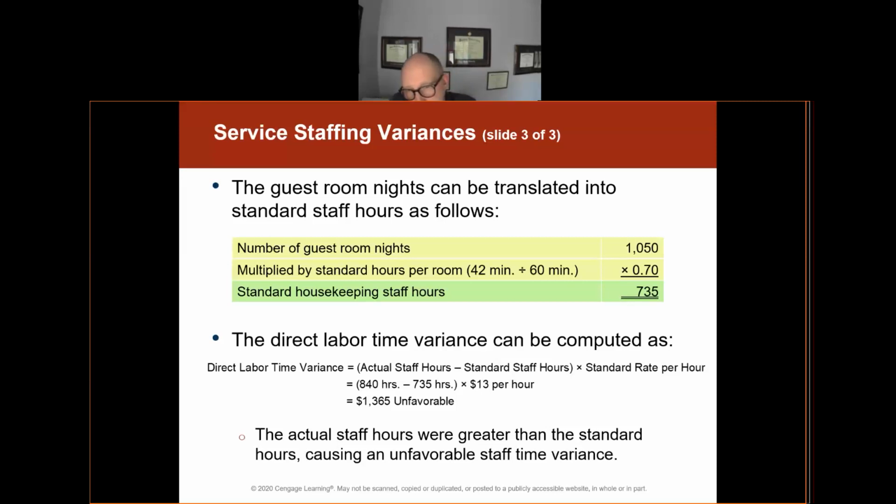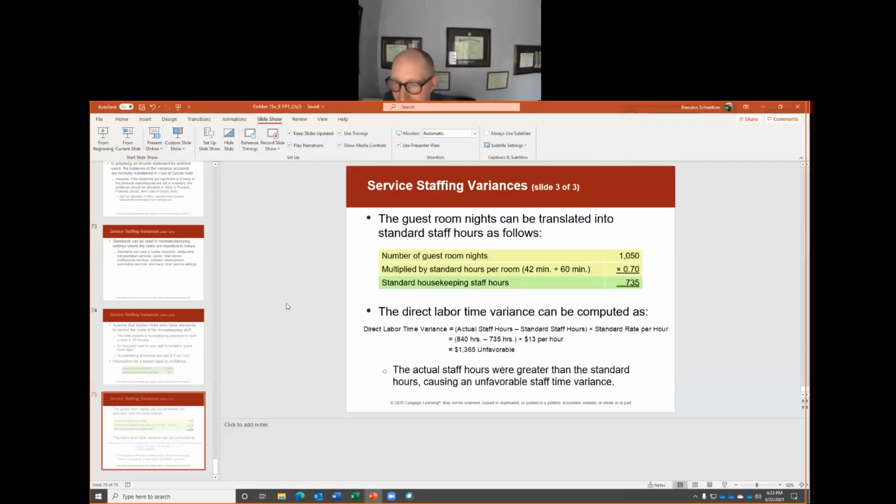So this example kind of shows you how you can apply the same concepts to a service business like a hotel. I know some of you are in the hospitality industry, or you're hoping to get into the hospitality industry. So this will help you in that type of calculation, should you ever need to do it. And that, my friends, is the end of today's lesson.